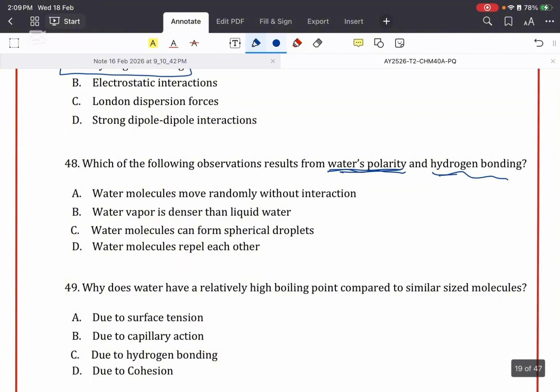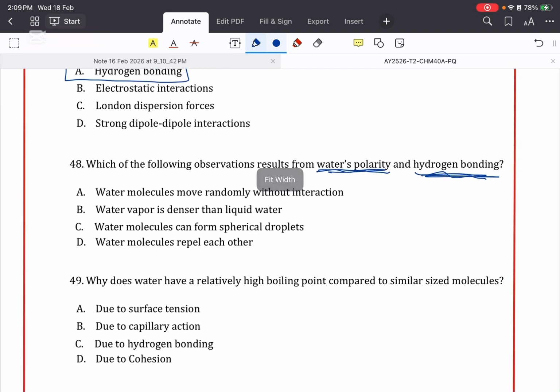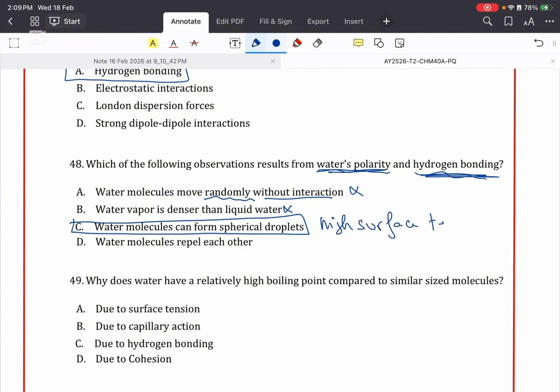Because water is very polar and has strong hydrogen bonds, the molecules definitely do not move randomly without interaction. Water vapor is denser than liquid. No, usually liquid is denser than vapor. But in the water case, solid is supposed to be denser than liquid, but it's not. So anyway, this sentence is wrong. Water molecules can form spherical droplets because they have a high surface tension.